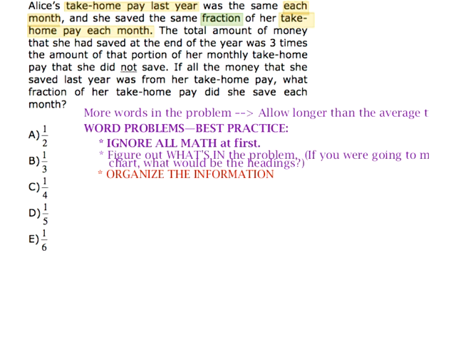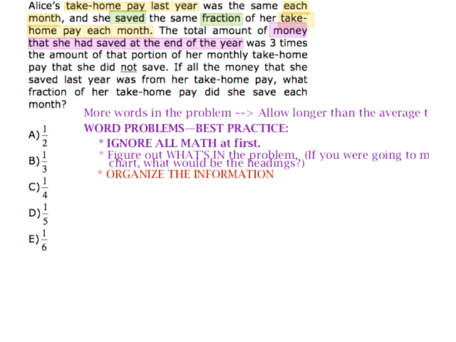And then this one that was saved. So the money that she had saved at the end of the year. So that seems like another, it's not the same as the fraction, so we can give that a third color. Then that portion of her monthly take-home that she did not save.